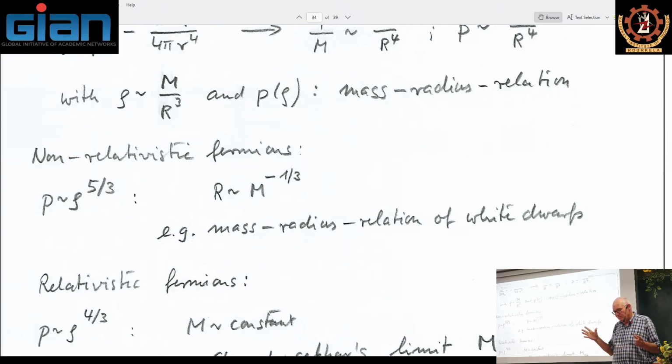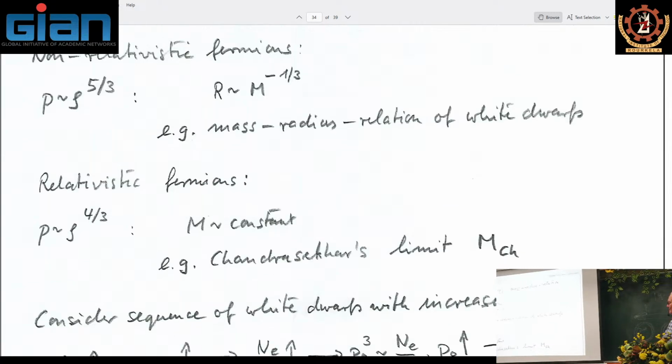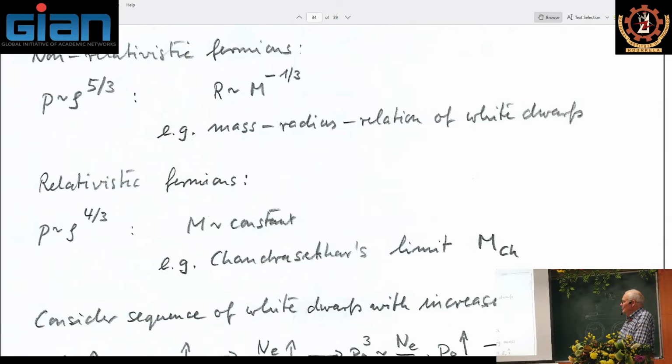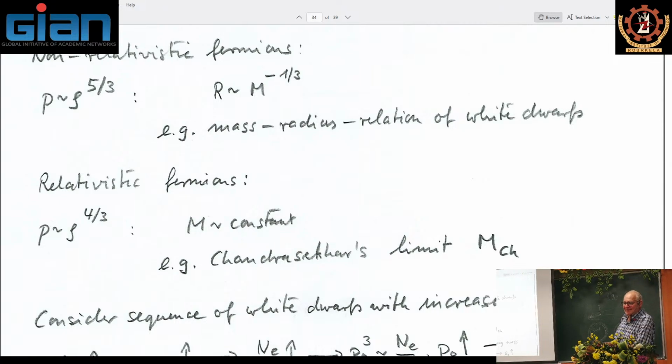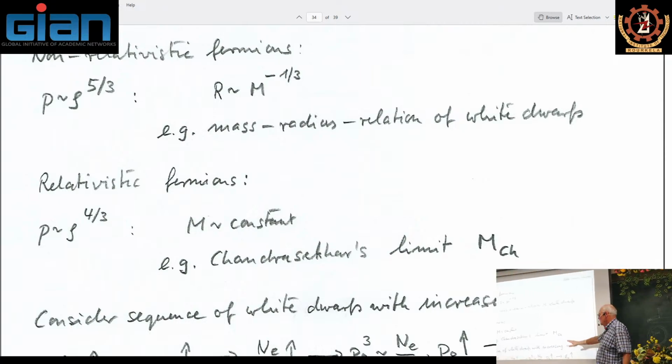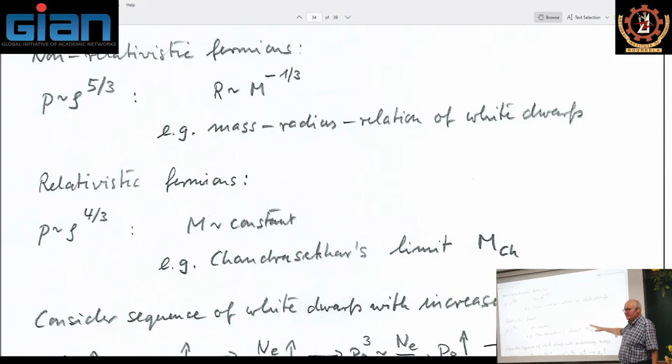If the mass is smaller, the star will be expanding, no equilibrium possible. If the mass is bigger, then the star will contract. Okay, this constant mass, or this unique mass, is called Chandrasekhar's mass, and it has been defined the first time by Chandrasekhar, who considered in detail all these degenerate stars.